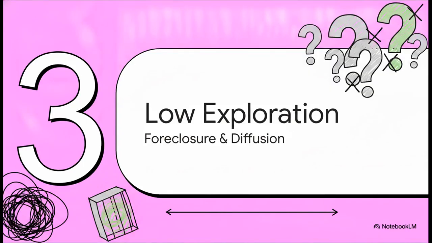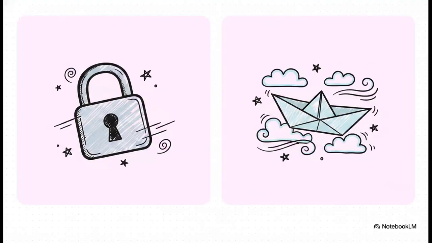Let's slide into Section 3, Low Exploration Statuses Explained. Now, looking at the left side of this pairing, we have identity foreclosure. This one features high commitment but low exploration. On the right, we've got identity diffusion, which is basically lacking in both commitment and exploration entirely.